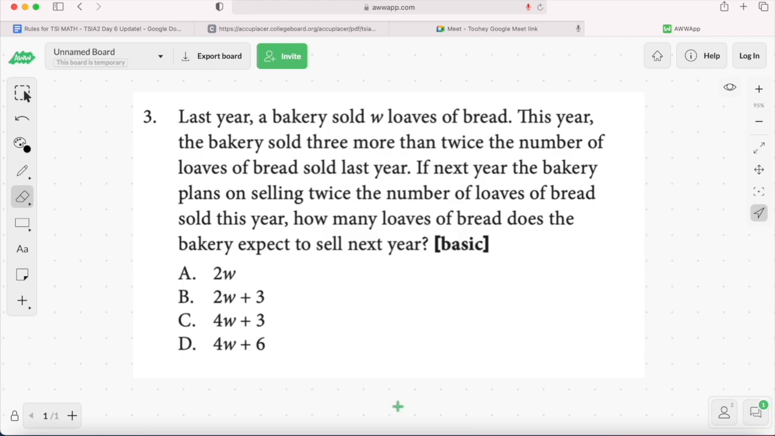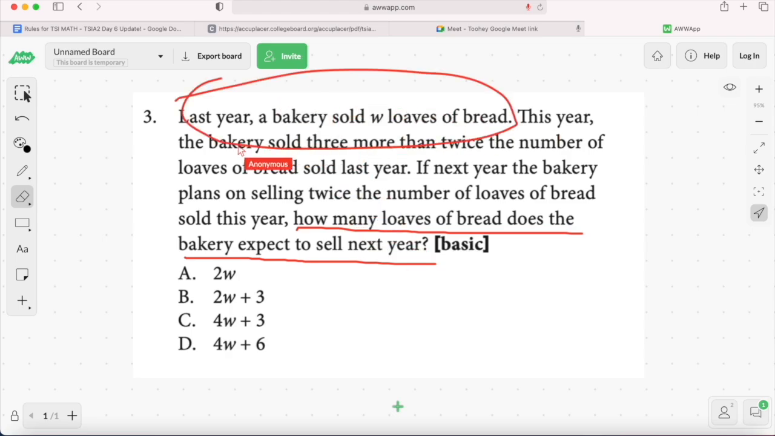What do we solve for, Francisco? This is a lengthy word problem here. What do we solve for? How many loaves of bread does the bakery expect to sell next year? Love it. Absolutely right. And the thing you're solving for in word problems is always in the last sentence of the question. Then look at the answer choices. We've got 4 different answer choices, and they're all expressed in terms of W, which is the number of loaves of bread they sold last year. They tell us that in the question. You see that? Yes.